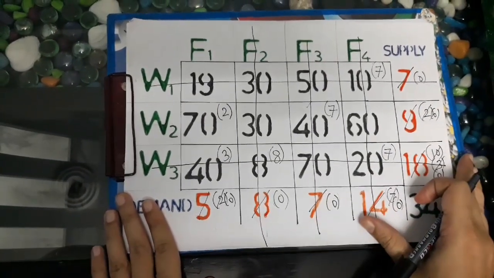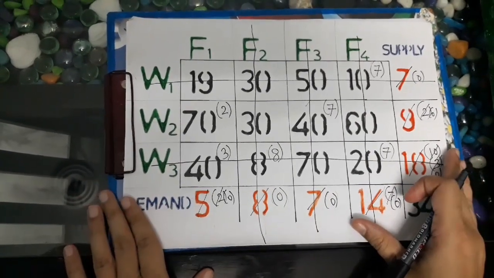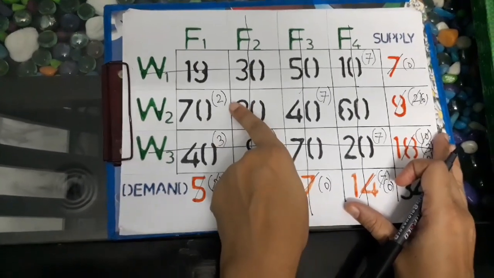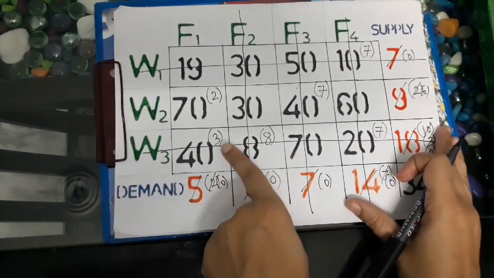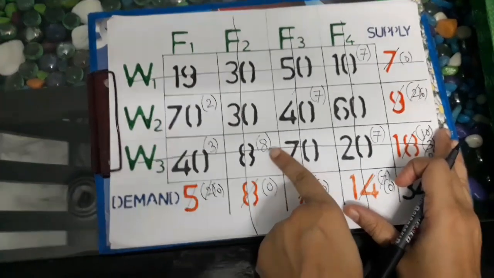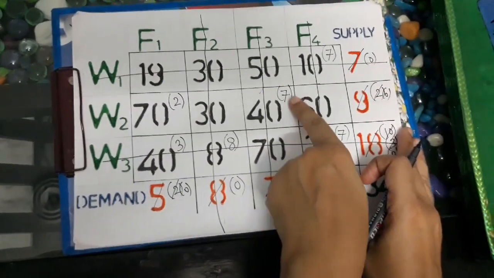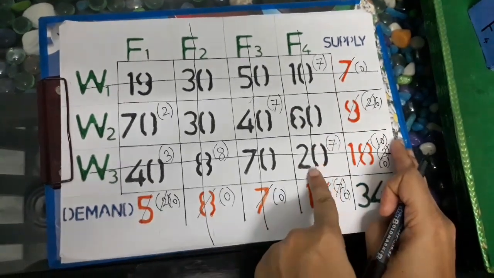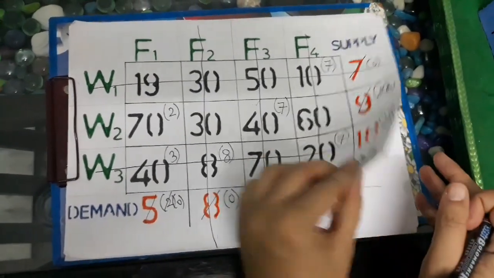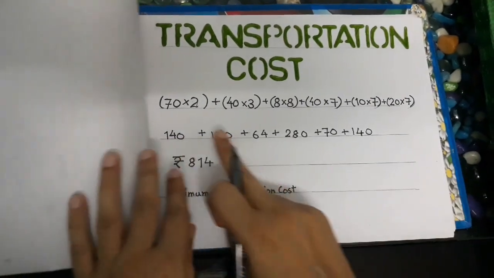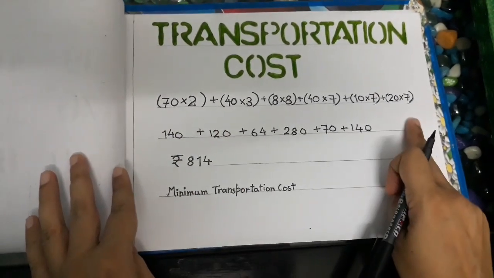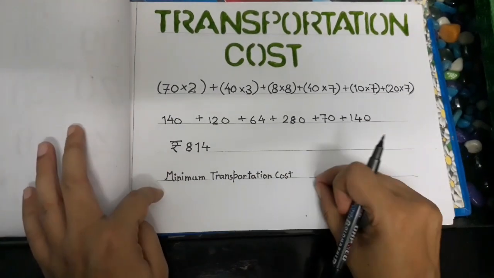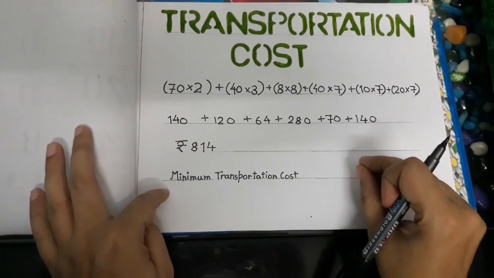also becomes 0. Now we will calculate the transportation cost, which would be 70 into 2 plus 40 into 3 plus 8 into 8 plus 40 into 7 plus 10 into 7 plus 20 into 7. So we calculate this transportation cost and it comes out to be rupees 814, which would be the minimum transportation cost.